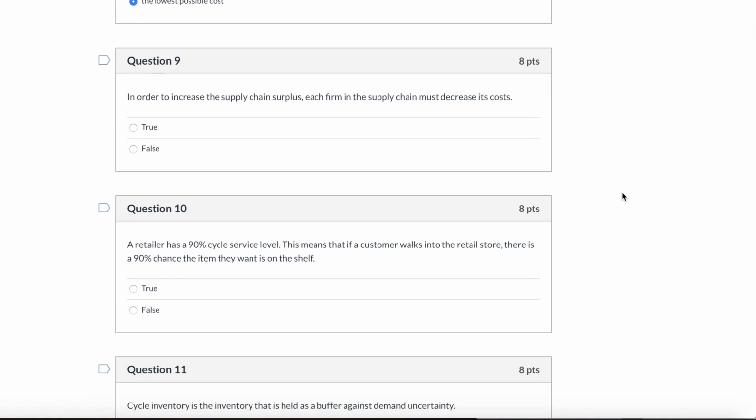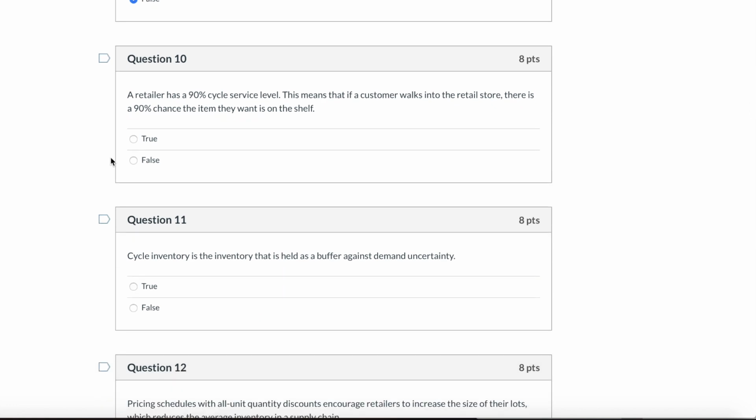In order to increase the supply chain surplus, each firm in the supply chain must decrease its cost. Well, this question is basically asking, what are the components of supply chain surplus? Supply chain surplus is two things, not just cost. It's actually customer value minus the cost. So if the cost decreases, great, but that's not the only way to make the consumer surplus greater. You can actually make the product's value greater. So this is false.